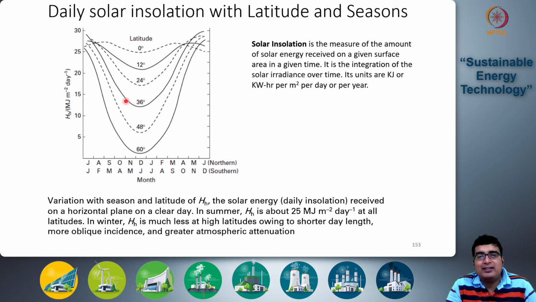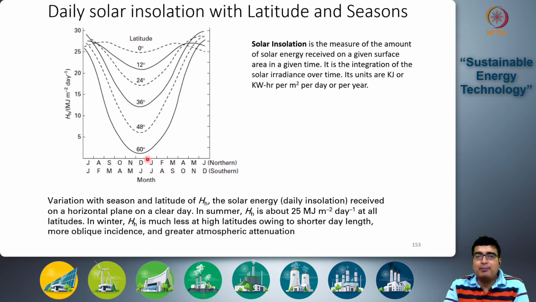So in the winter hemisphere at 36 degree north or south, the insolation is around 30 megajoules per meter square per day, whereas in the summer that goes up to 30 megajoules per meter square per day. So there is a sharp dip of solar insolation in the winter season, especially at higher latitudes, and this causes an overall decrease in the annual solar insolation that is received by a location as you go higher up in the latitude.